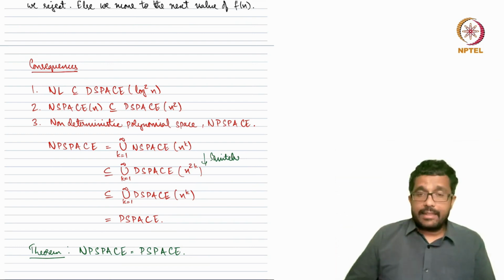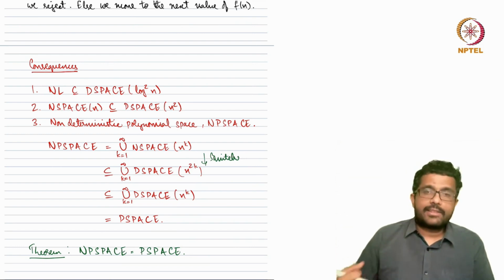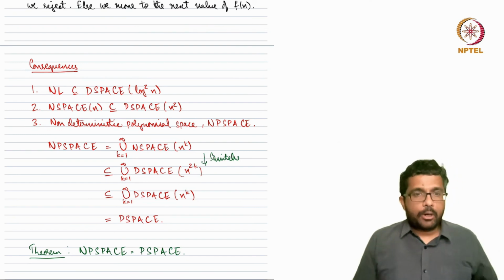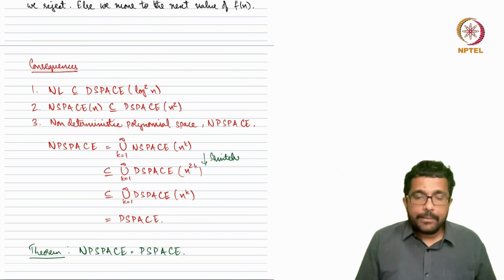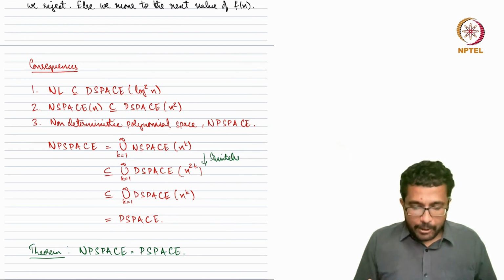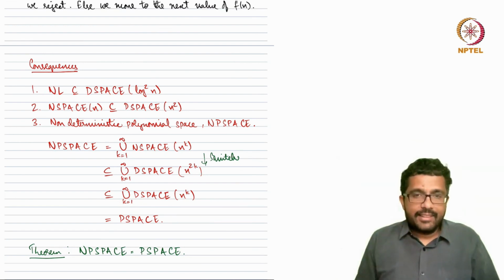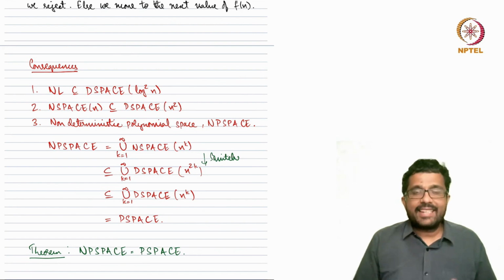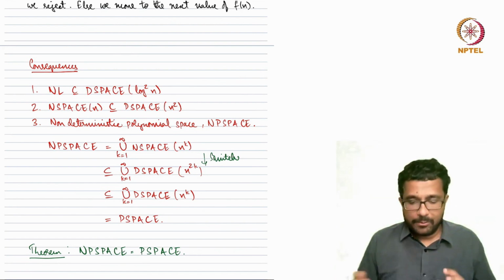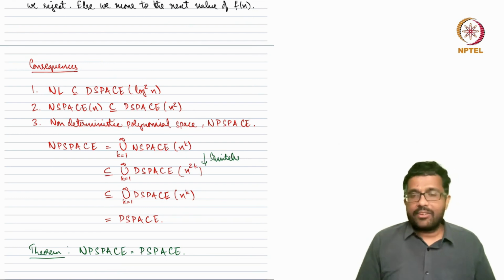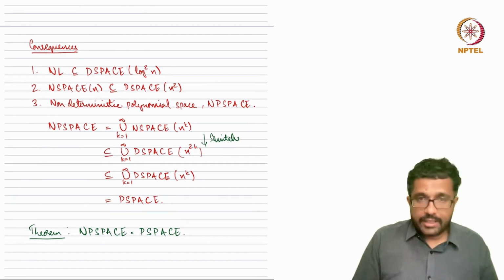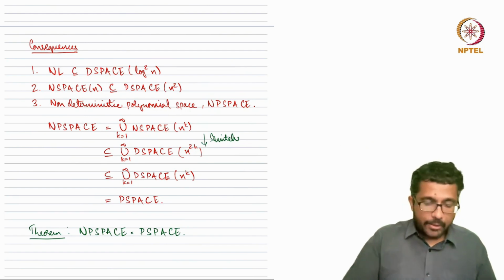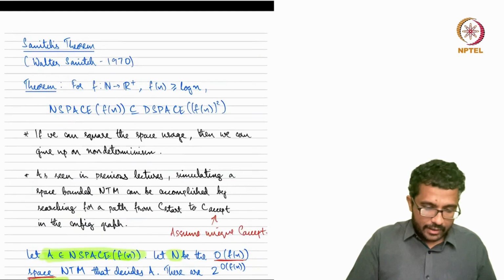While P versus NP, deterministic polynomial time versus non-deterministic polynomial time, is probably the biggest open problem in theoretical computer science, perhaps all of computer science, when we move to space complexity, deterministic polynomial space is the same as non-deterministic polynomial space. There is no open question, and the proof is just what we just saw. It's extremely simple, right? So these are some of the consequences of Savitch's theorem.